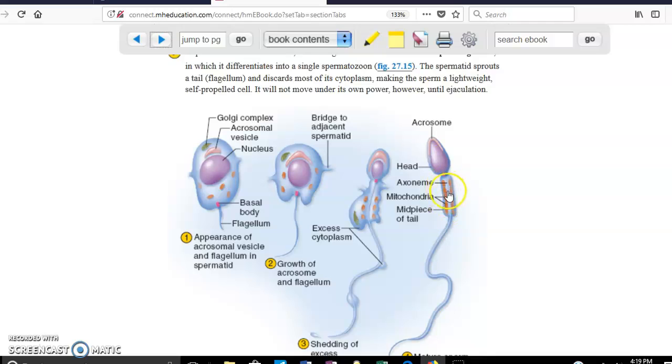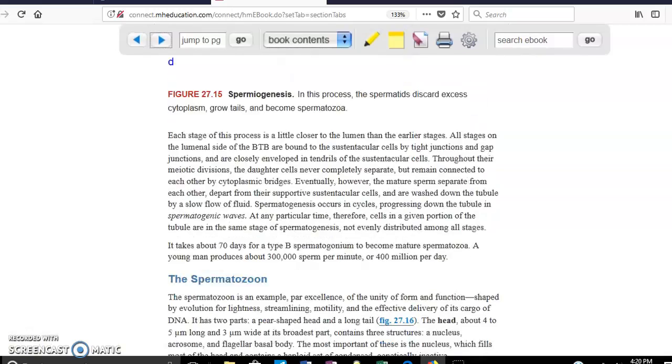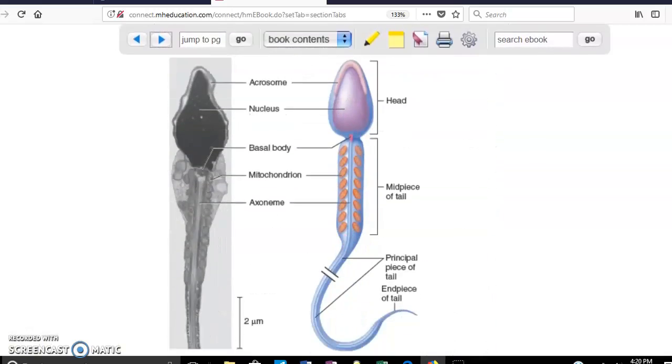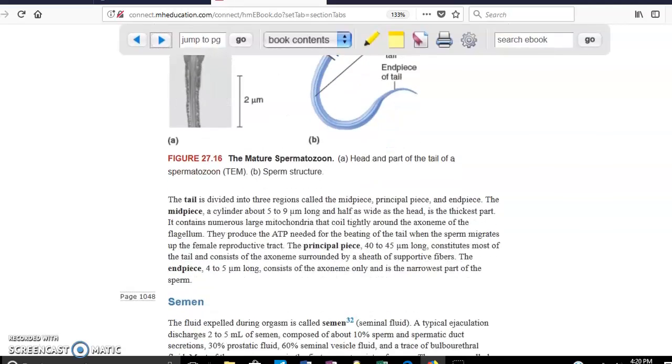Right here, we have the body where you have a lot of mitochondria. A lot of mitochondria are necessary to produce ATP, so the flagella can actually be used as a propulsion method so the spermatozoid can travel through the female reproductive system until it reaches the ovule. So we scroll down and there it says the spermatozoid. Same thing we already mentioned: head, body, flagella.